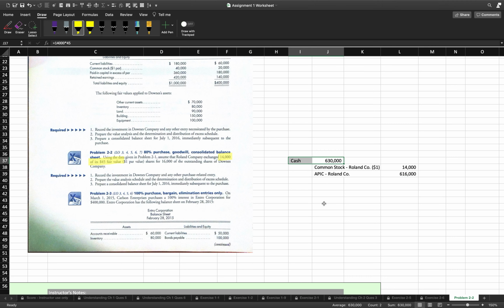What did they do with this money? They went out and purchased investment in Downs Company, right? And so this then is worth $630,000. And at this point, we don't really care about how many shares we received. We'll deal with what the value was of all of this in the value analysis down below. But for now, I wanted you to have an understanding of what transpired initially.